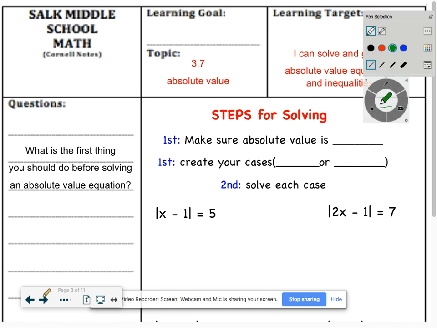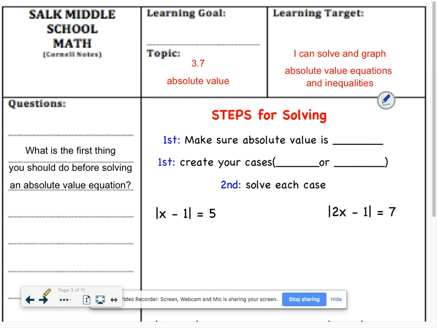So you're going to solve just like we did on the first page, except there's going to be stuff in the middle. Okay? So you're going to have to solve with a couple things in the middle. The first thing you want to do is make sure the absolute value sign is alone. That's what you got to do. And then you got to create your cases. So absolute value, remember you have a positive case or a negative case. Positive number or negative number.